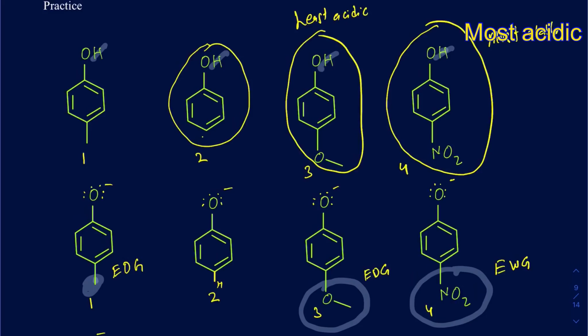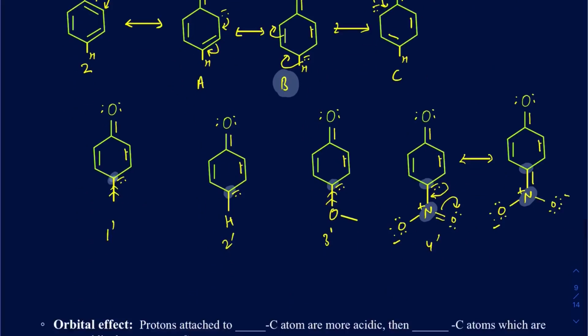And just for the order purposes, I would have 4 to be the most acidic, followed by 2, because that's just reference. There's nothing attached to it. Just have the hydrogen, and then you have 1, because in 1 you have a methyl that's less electron donating than the methoxy group, and then your 3 is going to be the least acidic in that particular case.